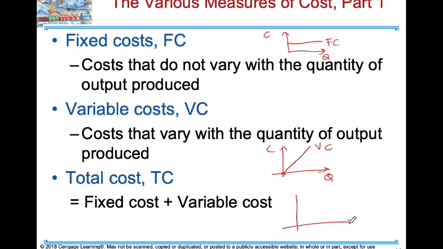And if you were to plot this on a graph, total cost would basically be something that starts on a higher place because you're basically starting from this point and then going up. So this is what total cost should look like in reference to what is being produced.